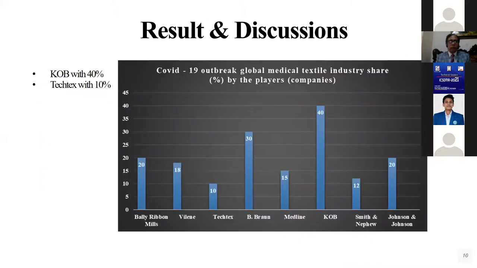Now, let's see some data regarding our research. The first slide is showing the companies sharing the global medical textile industry during this pandemic. Here we can see that KOB, which is an Indian company, is in the lead role by having the chief share percentage of 40. And then we got TechTex at the bottom with 10%.